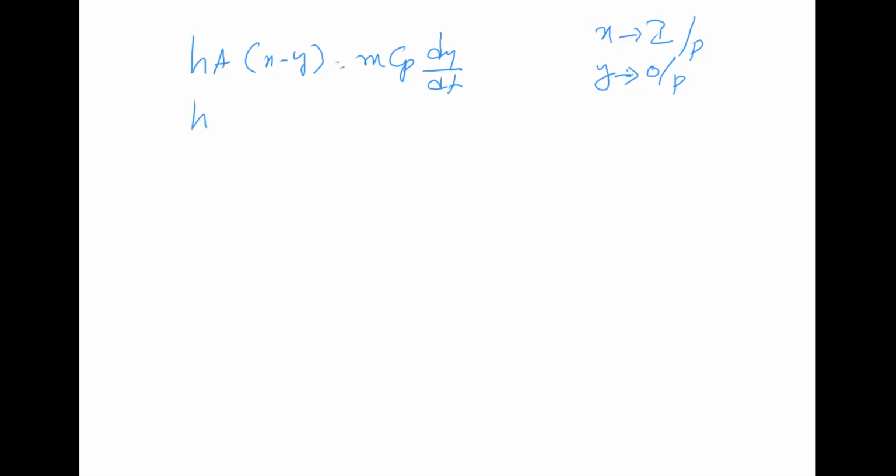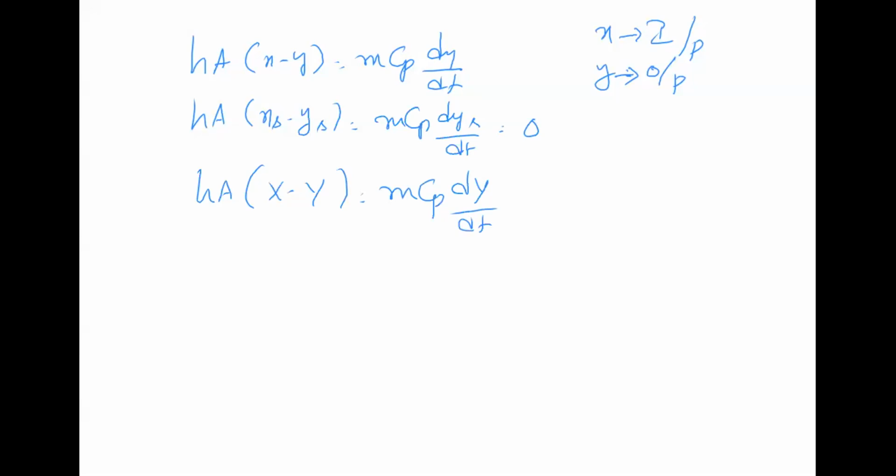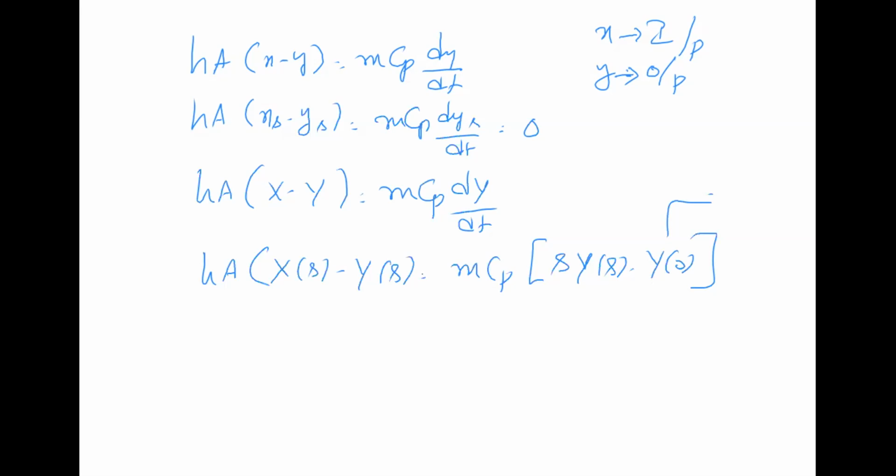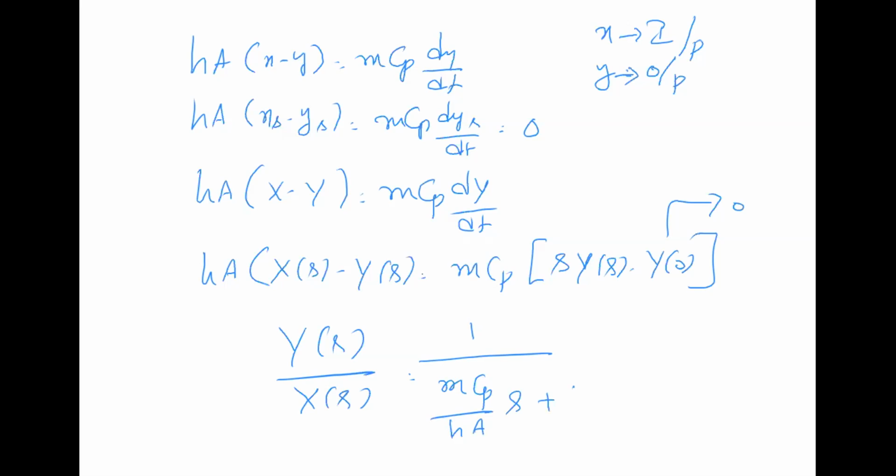So how do you write the steady state model? It is equal to 0. So HA into X minus Y. What is y of 0? It is 0. So if you write y of s by x of s, what is your Kp? It is 1, and mCp by HA is tau.